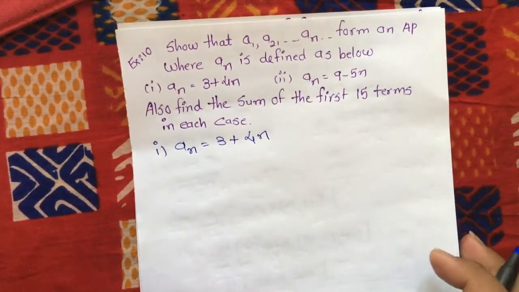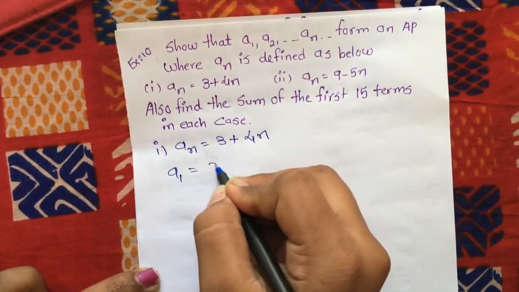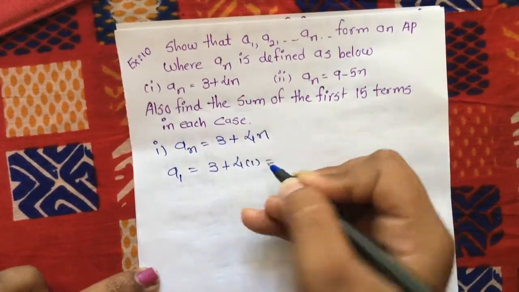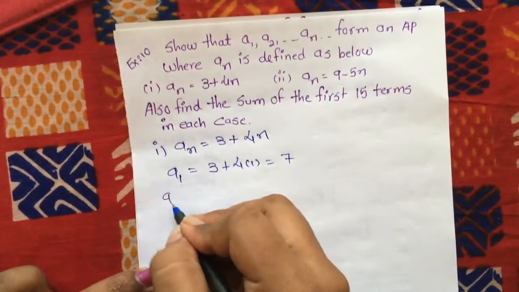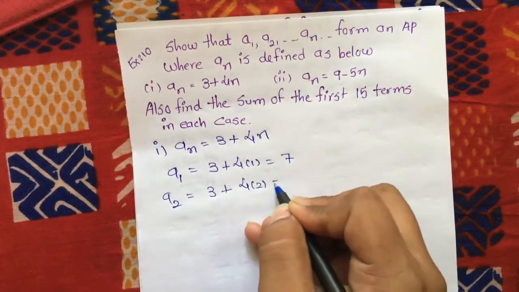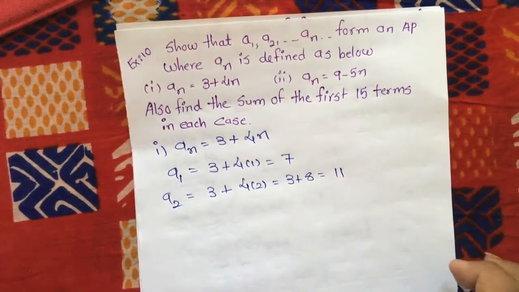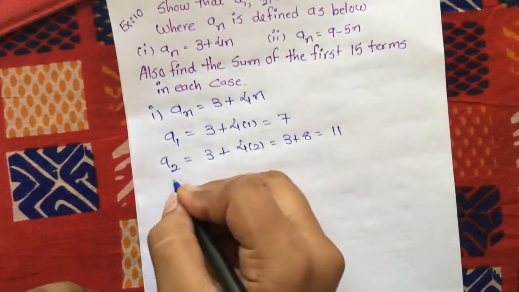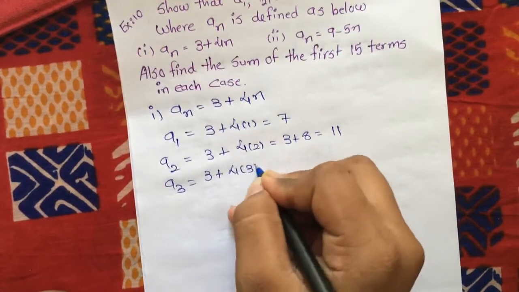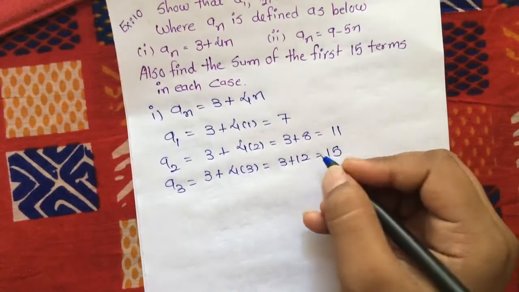तो उसमें हम अगर n की वैल्यू रखते हैं 1 by 1, so we have a1 is equals to 3 plus 4 into 1 which is 7. a2 is equals to 3 plus 4 into 2, that is 3 plus 8, which is equals to 11. a3 is equals to 3 plus 4 into 3, that is 3 plus 12, which is equals to 15.